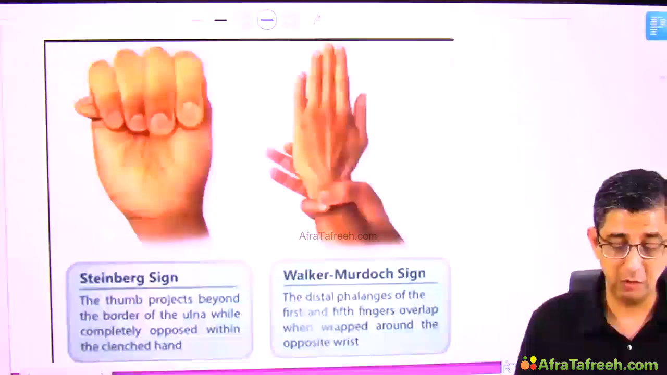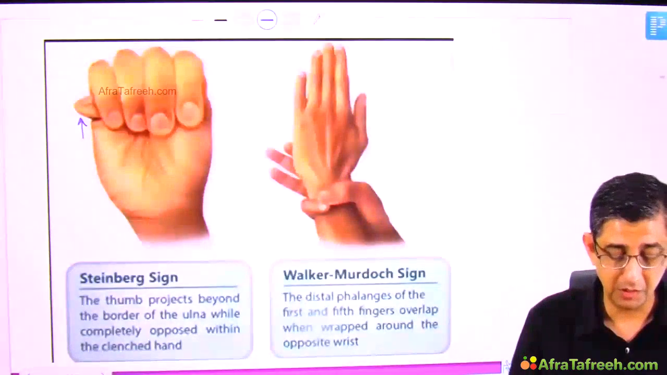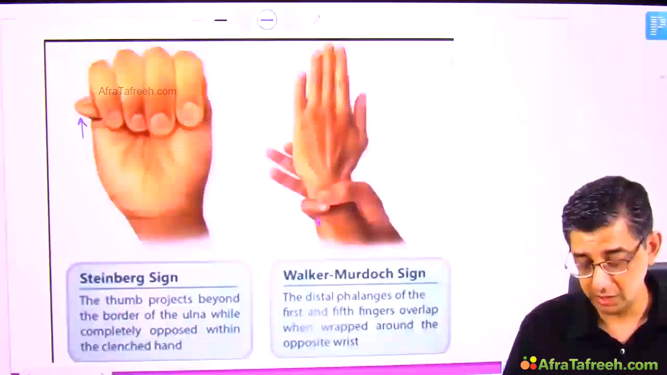Steinberg sign is when you make a fist and the thumb projects beyond the ulnar border. That is the Steinberg or thumb sign; both mean the same. Whereas Walker-Murdoch is what I just highlighted.